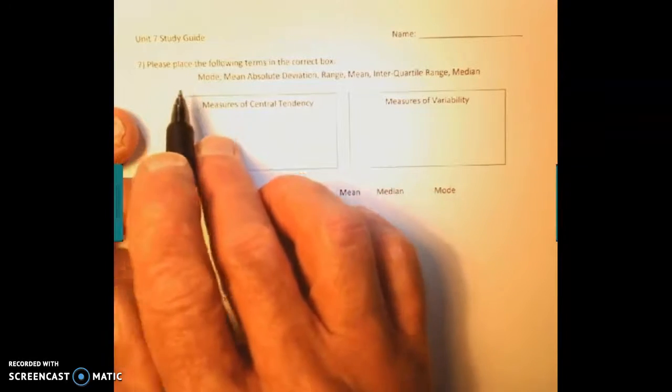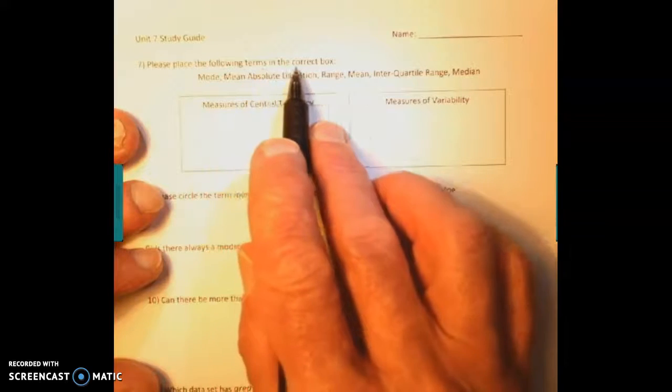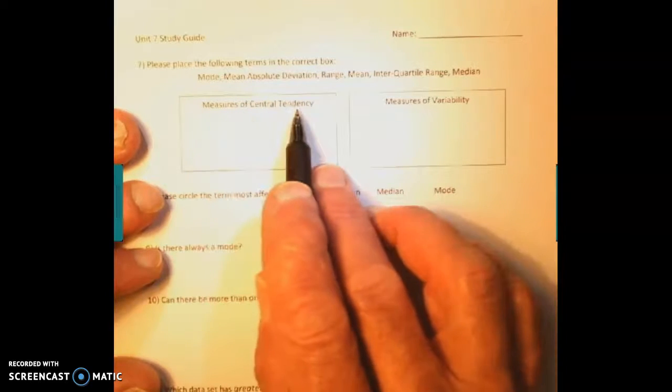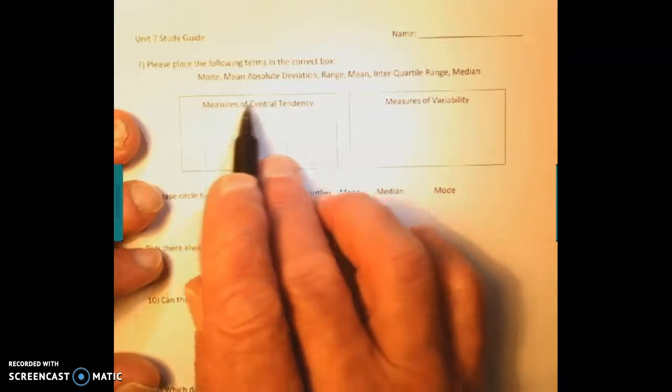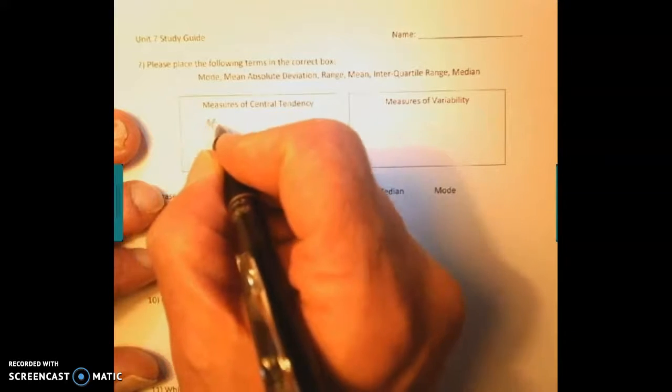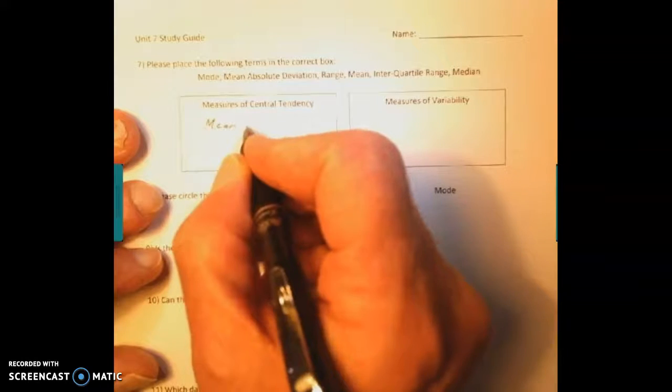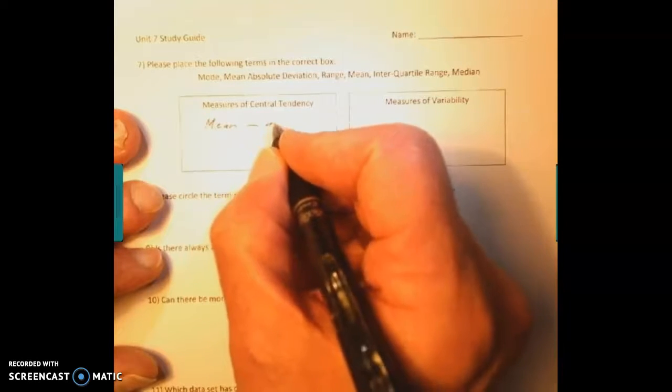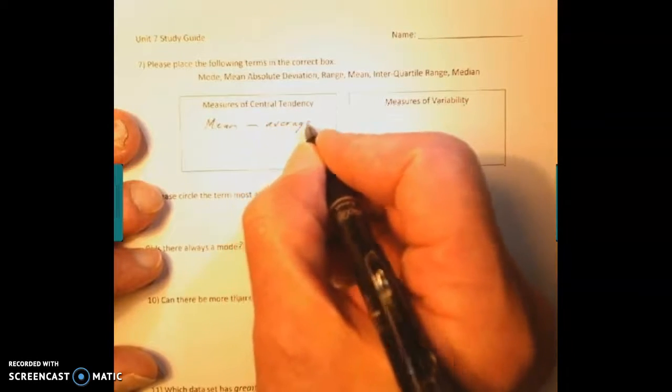Okay, Unit 7 Test Study Guide, question number 7. Please place the following terms in the correct box. Measures of central tendency. Where is the middle of the data? That's what central tendency is about. The mean is one measure of the center, and again, that is the average.